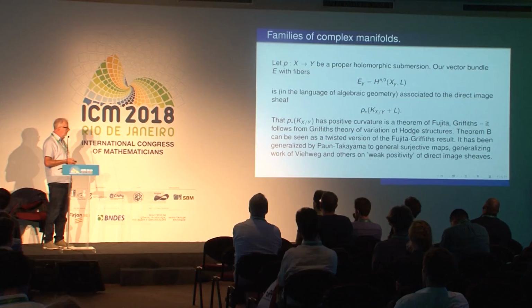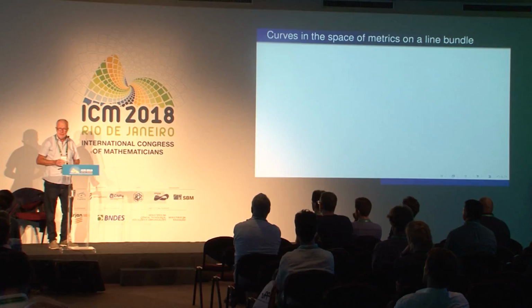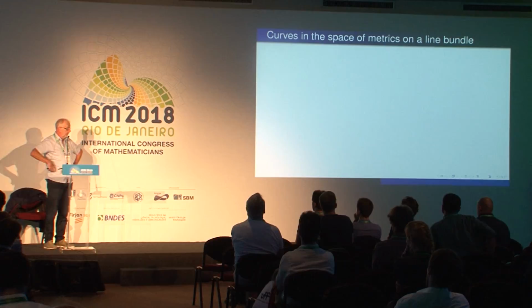A third sort of application is the following. We look at, this is related to what Simon Donaldson spoke about in his lecture this morning. So you look at the space of all metrics on a fixed line bundle over a fixed manifold. So that corresponds to the following situation.